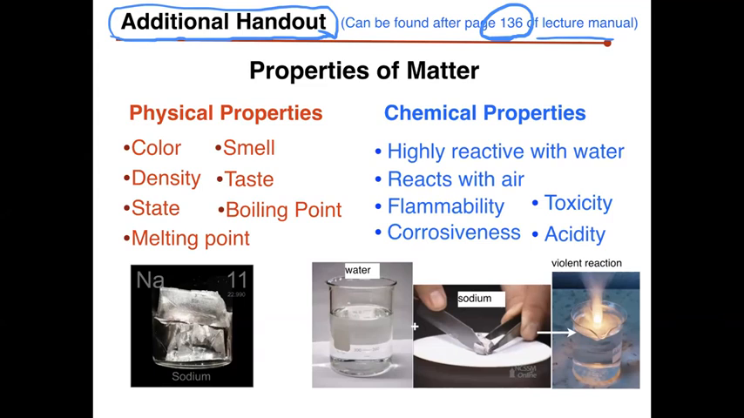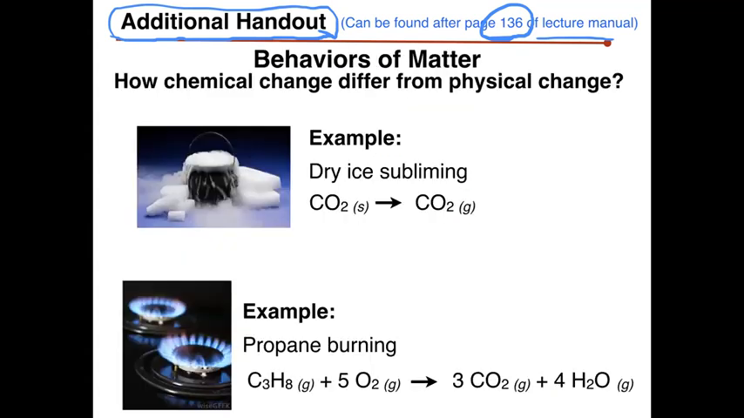The flammability, right? How fast it reacts with the air and things like that, right? Toxicity, acidity, corrosiveness, those are part of the chemical properties. Okay, and once we have seen the properties, then we need to look at the behavior or the changes of matter as well. So how they change differently.